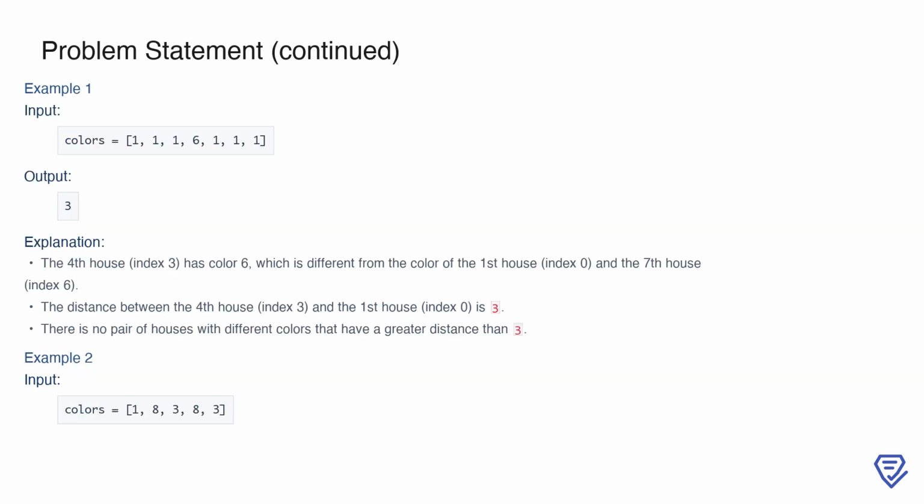Here's our first example. The input array colors is 1, 1, 1, 6, 1, 1, 1. In this case, the house at index 3 has the color 6, which is different from the color of the house at index 0, which is 1. The distance between these two houses is calculated as |3 - 0|, which equals 3. Similarly, the house at index 3 also has a different color compared to the house at index 6, but the distance is the same, |6 - 3| equals 3. Since there is no pair of houses with different colors that has a distance greater than 3, the output for this example is 3.